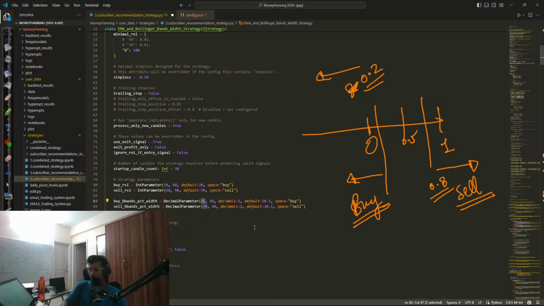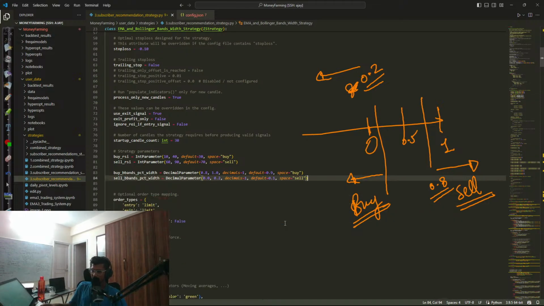So I want it from 0. For buy, 0.8 to 1.0. Default, let's keep it 0.9. Decimal is 1 decimal, so like 0.1, 0.2, 0.3. And the default is 0.9. For this one, the default is 0.1. So the minimum is 0, and our maximum is 0.2.